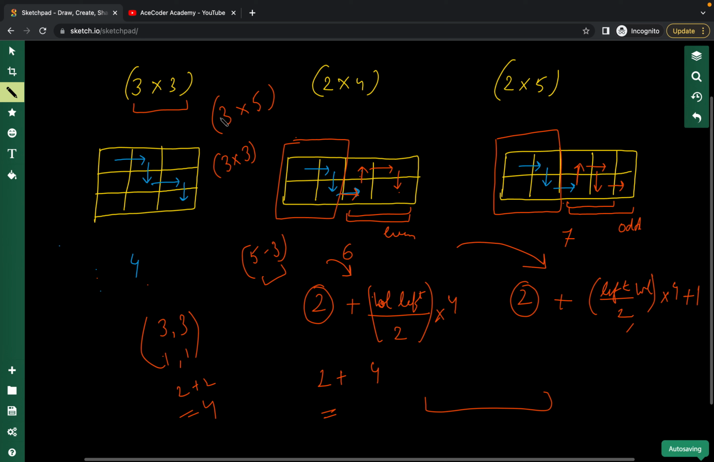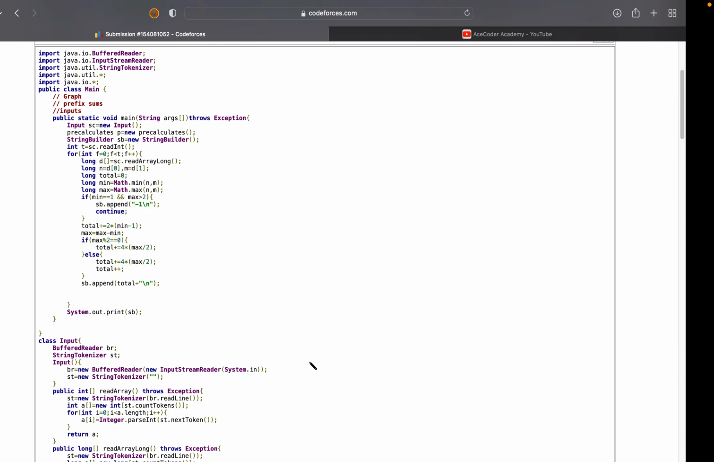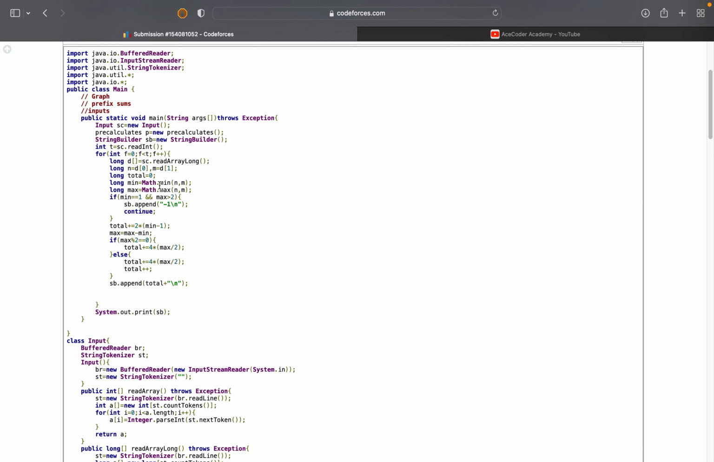Because once I get minimum, then for 3 cross 3, I can simply subtract 3 comma 3 and 1 comma 1. So it will give me 4 moves. So these are fixed, and after these, 2 columns are left with me, so I will simply apply this formula on these 2 columns and add this total answer to this 4. So that is the reason I have taken min here.